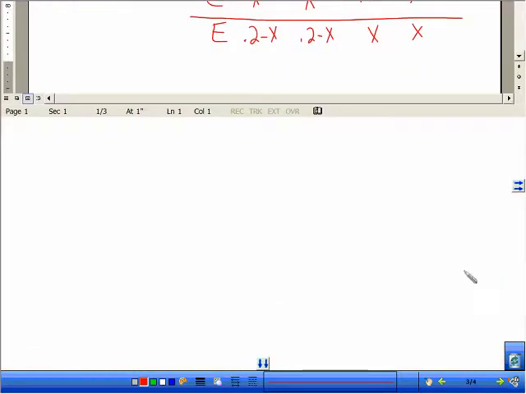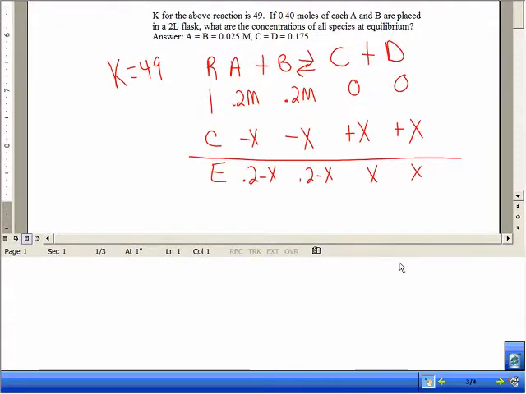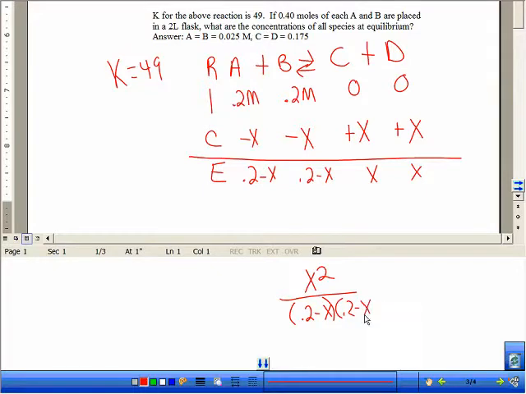We keep scrolling down. Let me pull that back just a little. We can still see. Okay, this is going to end up being your C times your D. So you're going to have X times X to the first power. So that's going to make X squared on top. And then we're going to end up with 0.2 minus X times 0.2 minus X on bottom. And that's going to equal 49.